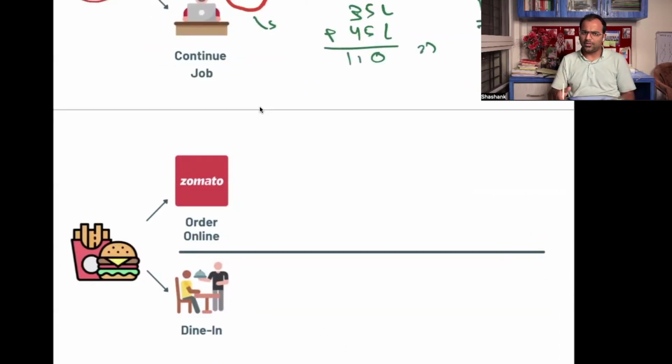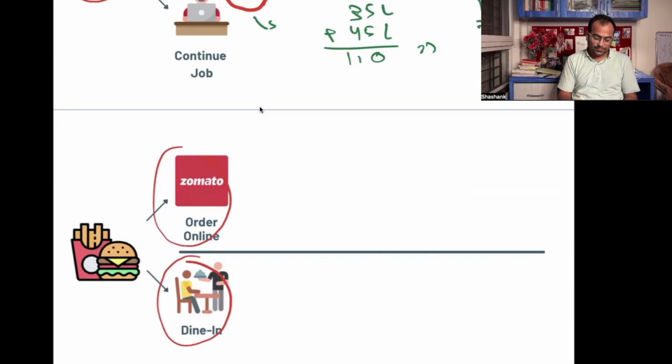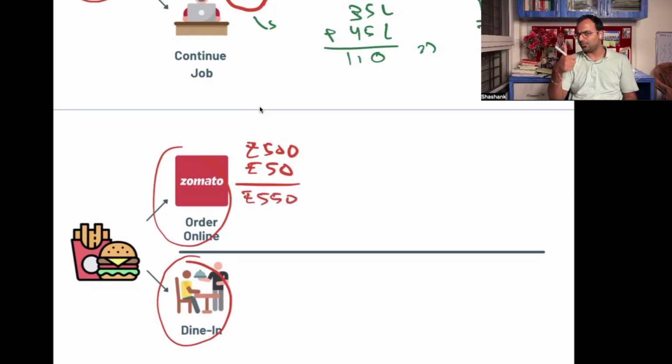Let's take another example now. Imagine you have the option of ordering food online, or you have the option of going to the place and ordering food. Now, if you're ordering food online, suppose it is costing you 500 rupees plus suppose 50 rupees in delivery and handling charges. So in this case, you have paid 550 rupees. Okay. Now, if you're going to the restaurant, suppose the same menu is for 450 rupees, but since you're going to be driving there, you perhaps end up spending 100 rupees, which also equals 550 rupees.